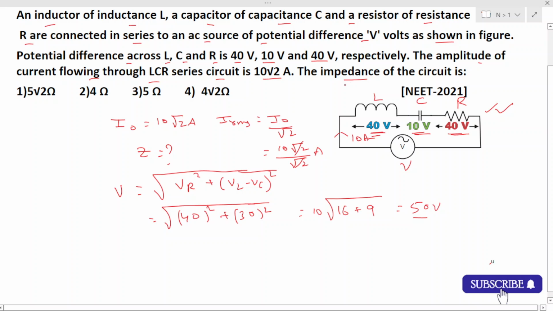Now he asked us to calculate the impedance. So this Z can be written as, V is equal to IZ, so Z is equal to V by I. That is equal to 50 volts divided by the current flowing through the circuit, that is 10 amperes, that is 5 ohm. So the impedance created by this LCR circuit is 5 ohm. Now let us move to our next question.